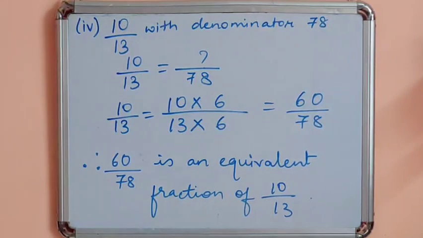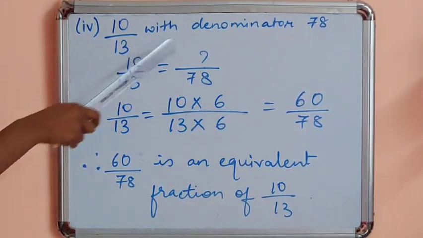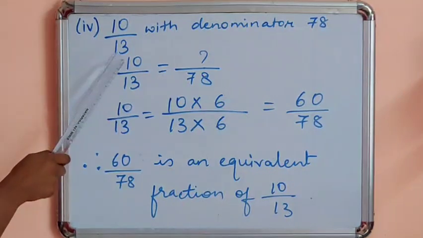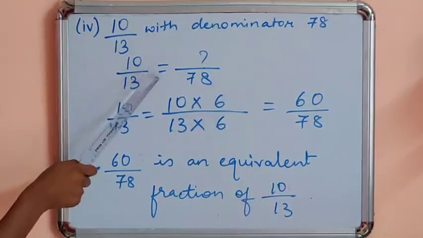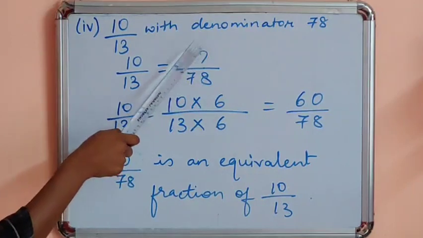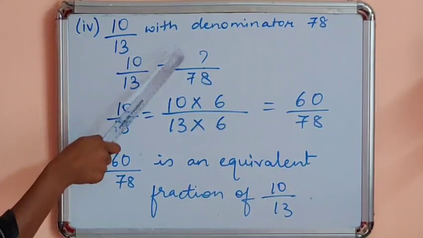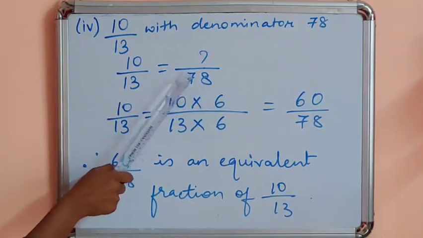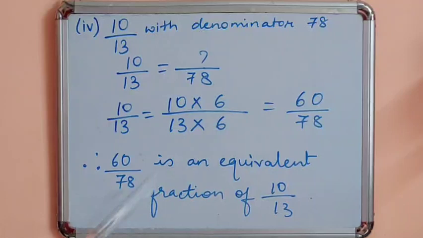Now number 4, 10 by 13 with denominator 78. So this can be written as 10 by 13 equals a fraction whose numerator is unknown, so a question mark here, and the denominator is 78. So if you divide 78 by 13, you will get 6. So we need to multiply 6 both in the numerator and in the denominator.